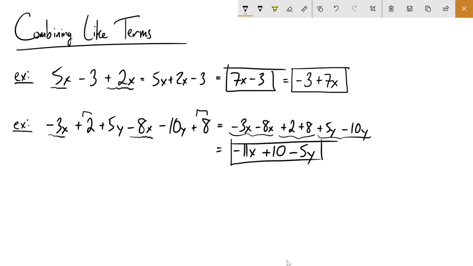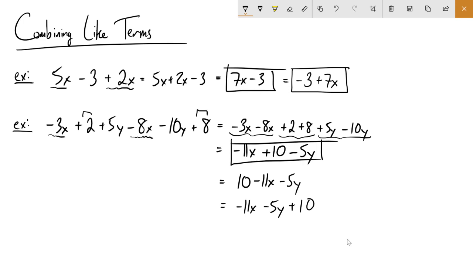Is that the only way you could write that answer? Is there only one single way? No, it's not, because we could rearrange these terms any way we wanted. Like we could put the 10 first, and then put the minus 11x, and then the minus 5y. We could put our x term first, then our y term first, then our 10 term first, right? It doesn't matter which term comes first, second, or last. What's important is that every term has the right sign on it.